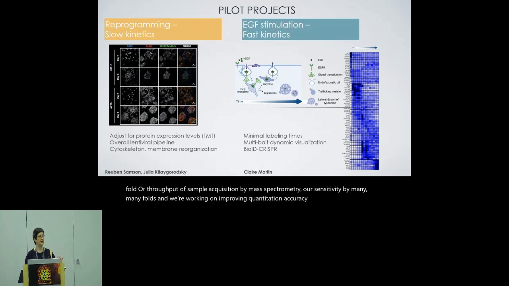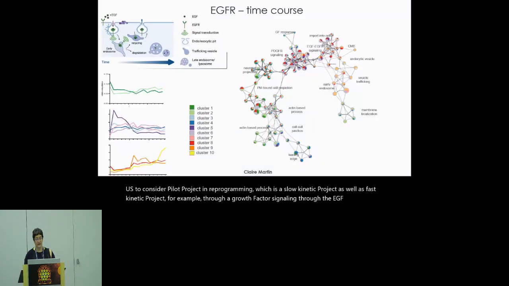And this now is enabling us to consider pilot projects in reprogramming, which is a slow kinetic project, as well as fast kinetic projects, for example, through growth factor signaling through the EGF pathway. I just want to tell you that we will need help from people like you, because the data now will be acquired in a dynamic manner. We will be looking at multi-baits, so not just one data point, but multiple data points across multiple time points. And anybody interested in discussing that with us should come to Toronto and have a beer, I guess.